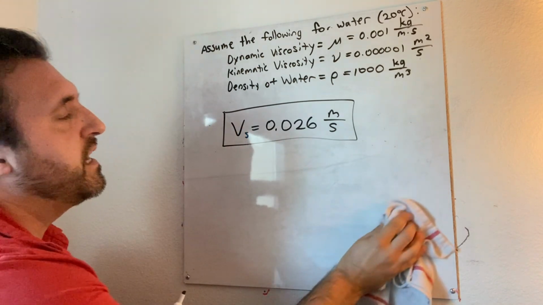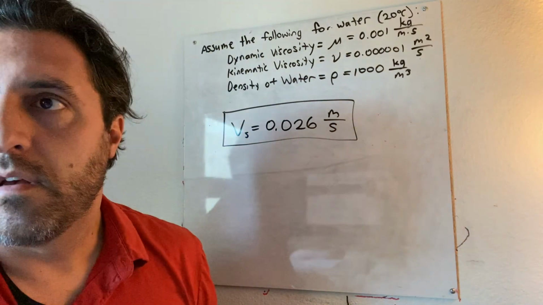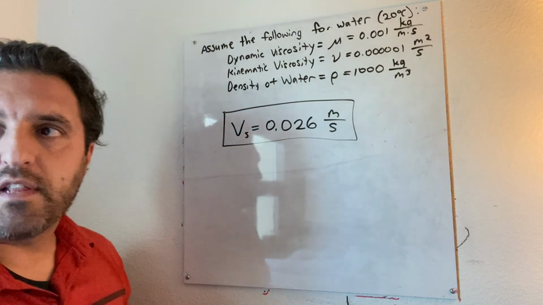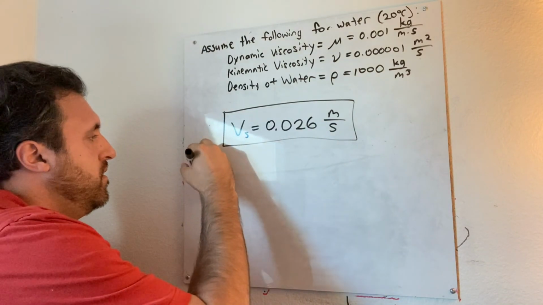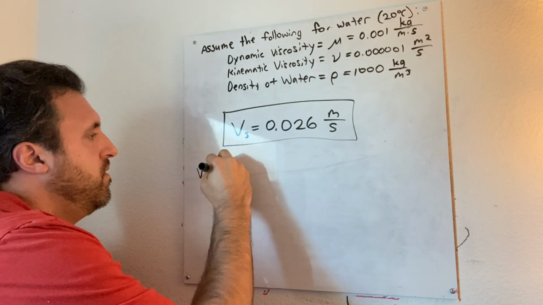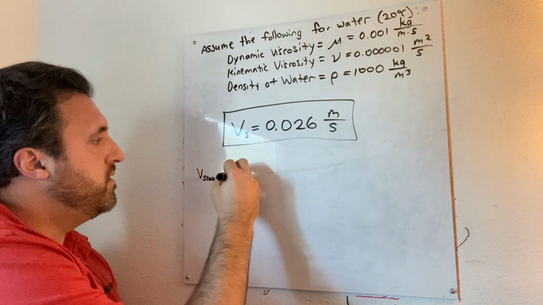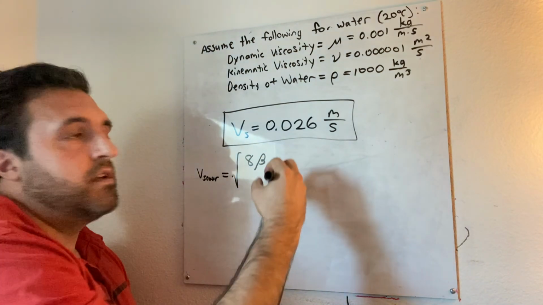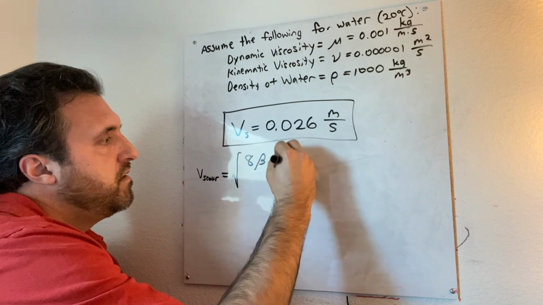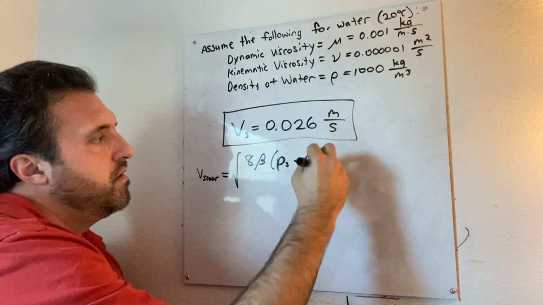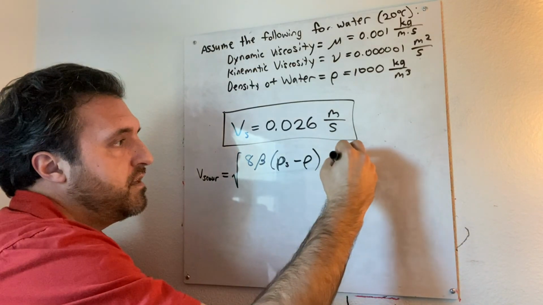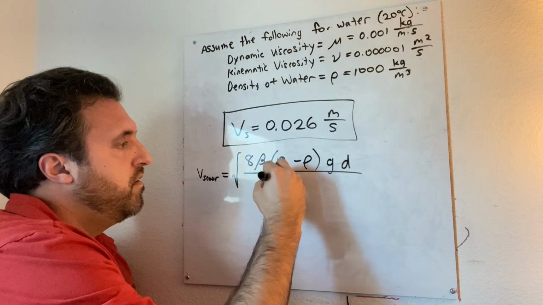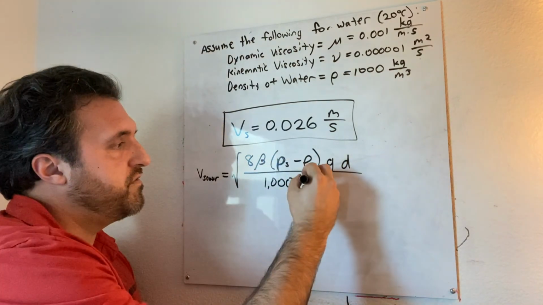Next step is we're going to calculate the scouring velocity. So the equation for scouring velocity is equal to the square root of 8 times beta times the difference between the densities multiplied by g times the diameter, divided by 1000 times the friction factor F.